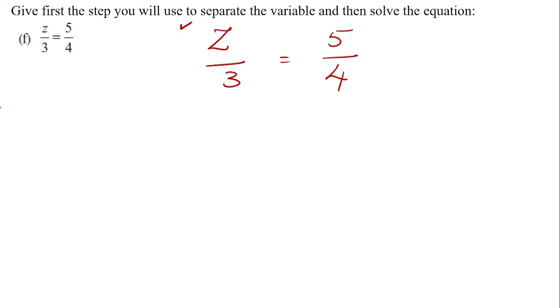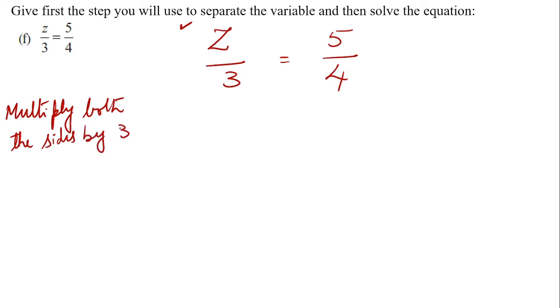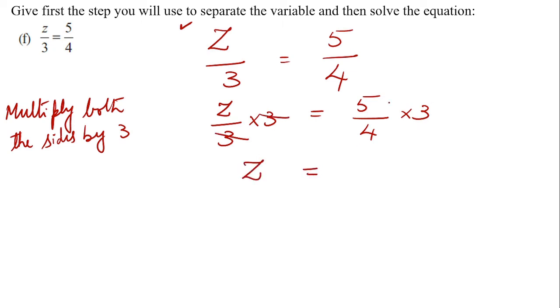Divide by 3. So what's the first step that you're going to do? You're going to multiply both the sides by 3. So z divided by 3 into 3 is equal to 5 divided by 4 into 3, and 3 gets cancelled.